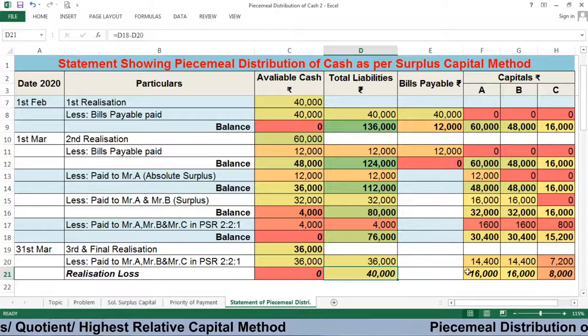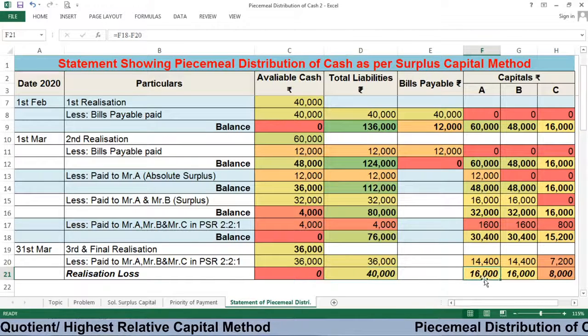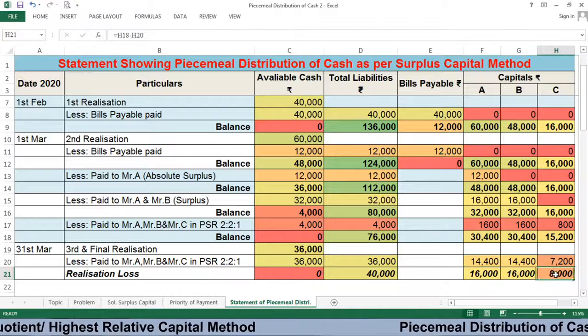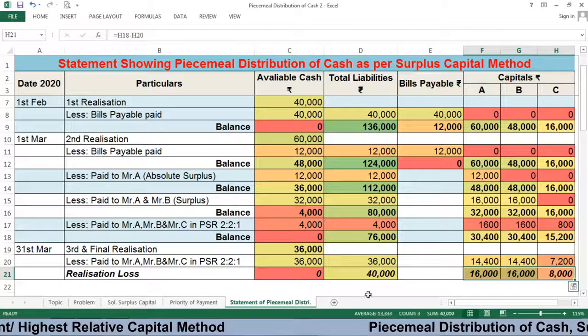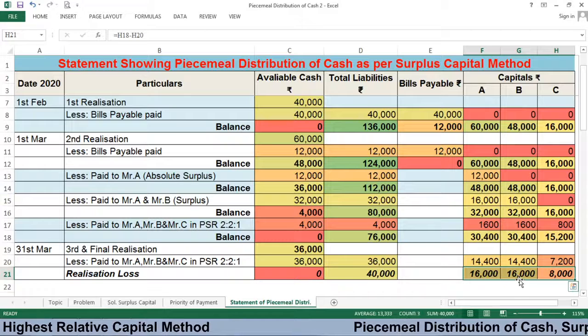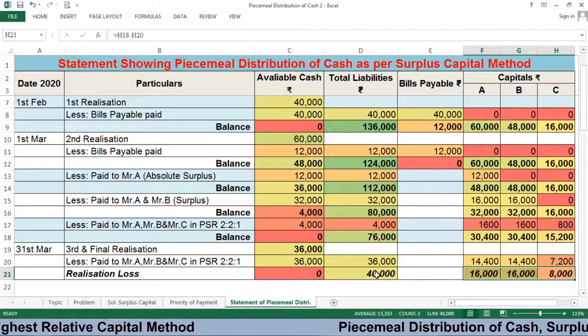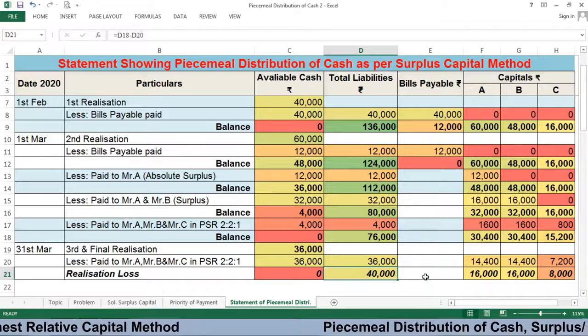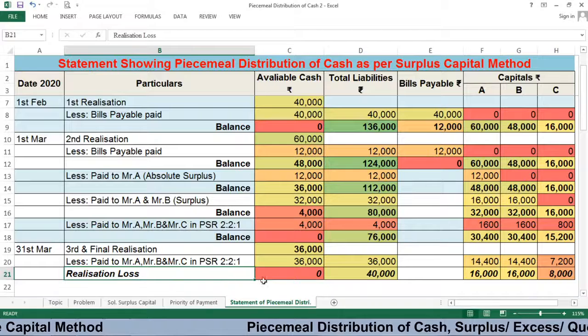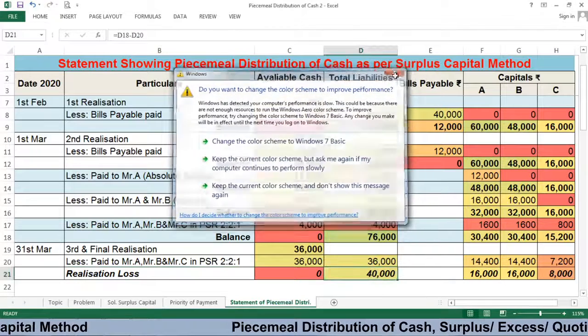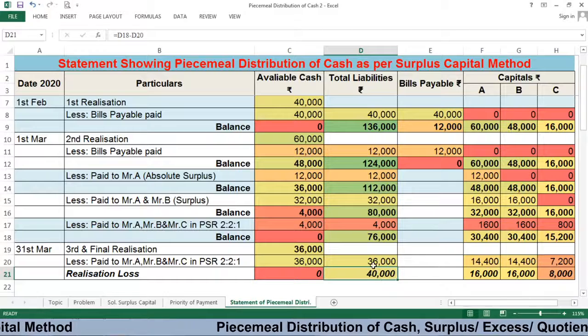So here you can check the balance of Mr. A, Mr. B and C, that is 8,000, 16,000 and 16,000. So total is rupees 40,000. So 16 plus 16 is 32, 32 plus 8 is 40. So we are unable to pay the amount of rupees 40,000 to the partners, which is called a realization loss. It means that after the distribution of cash to the partners, after dissolution of the partnership firm, the amount of rupees 40,000 we are unable to pay is called realization loss.